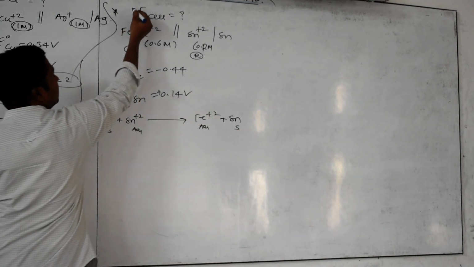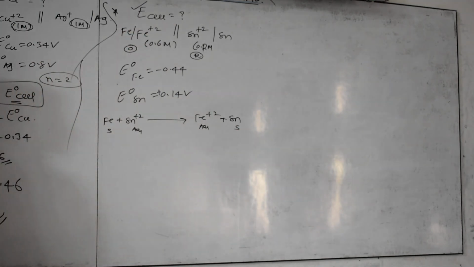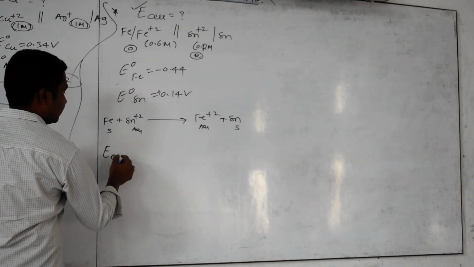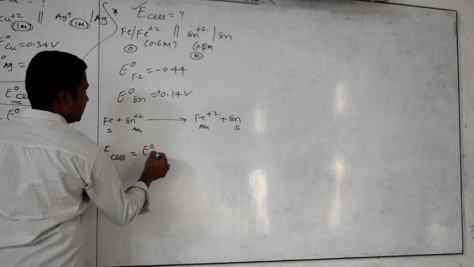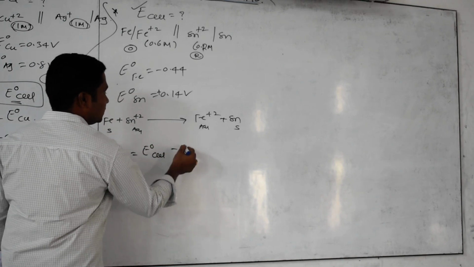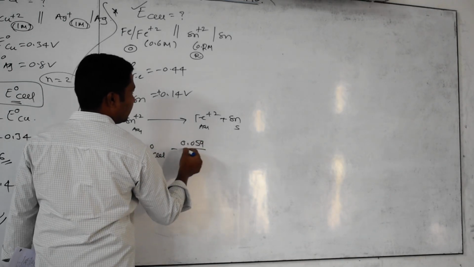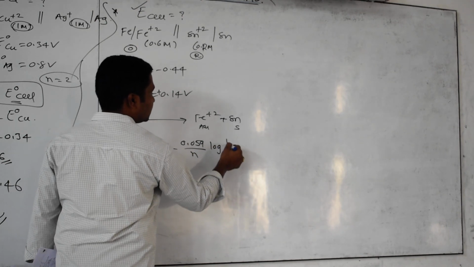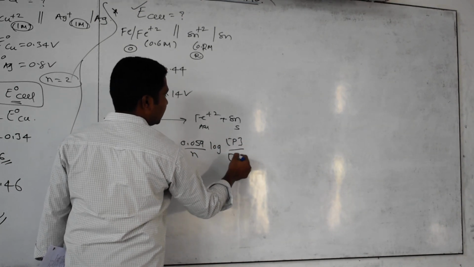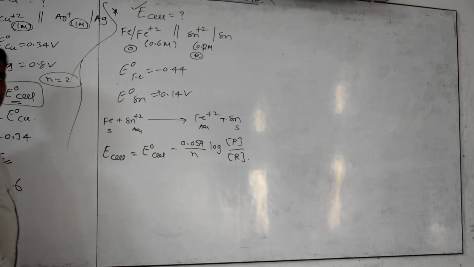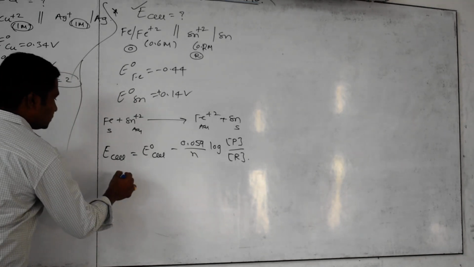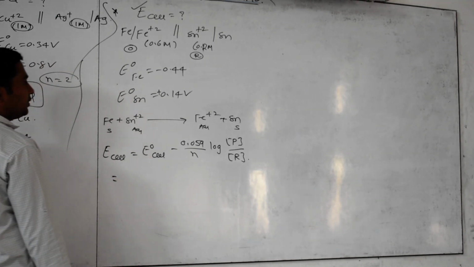Okay, write down. EMF of this cell is equal to standard EMF of this cell minus 0.059 by n into log of the concentration of the product ions by the reactant ions. Is it clear? So can we get the standard EMF of the cell?